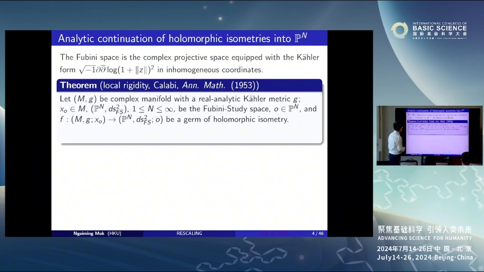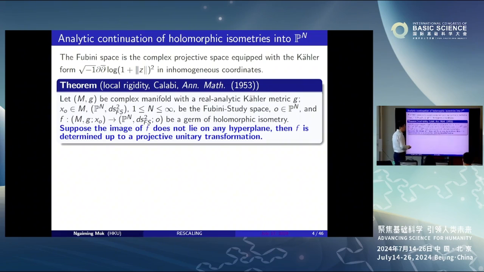Then in the same paper, there is the work of Calabi, which says that when you have a holomorphic isometric embedding of a germ of a Kähler manifold with real analytic metric into projective space, then it is possible to analytically continue it, provided that the image does not lie on any hyperplane. Moreover, f is uniquely determined up to a projective unitary transformation.